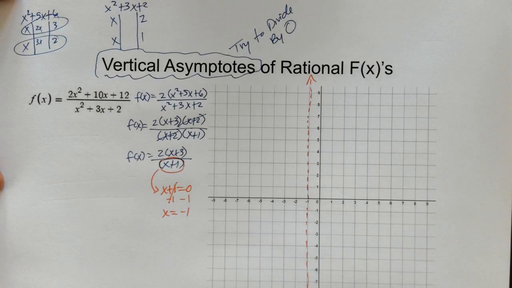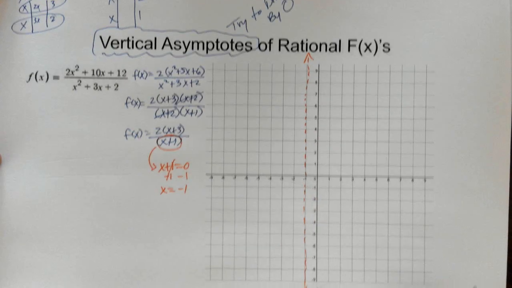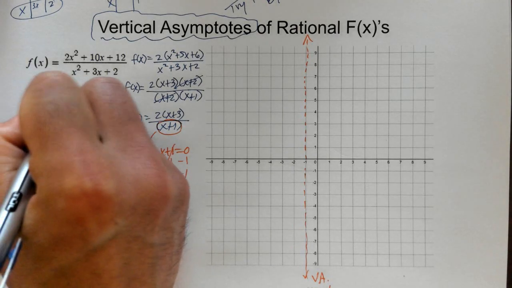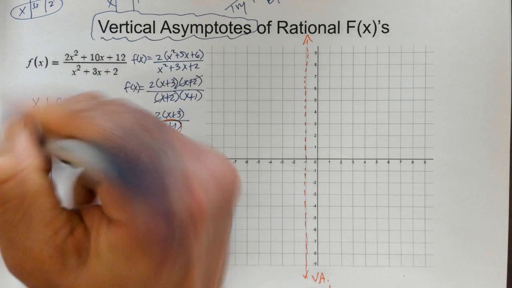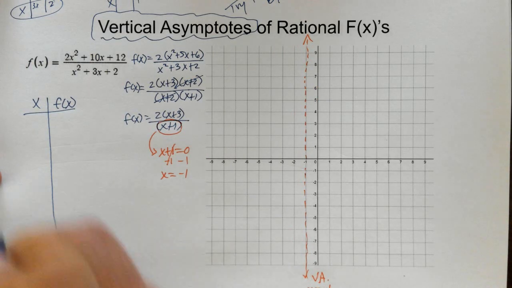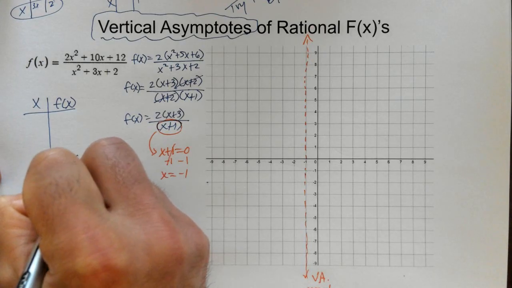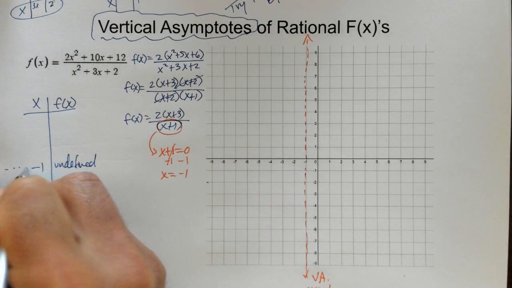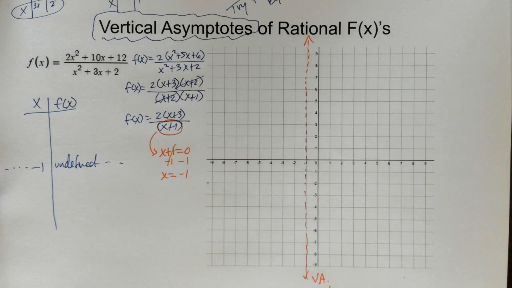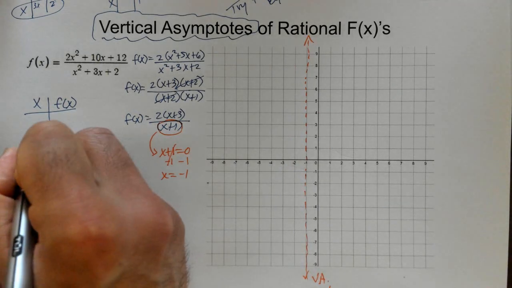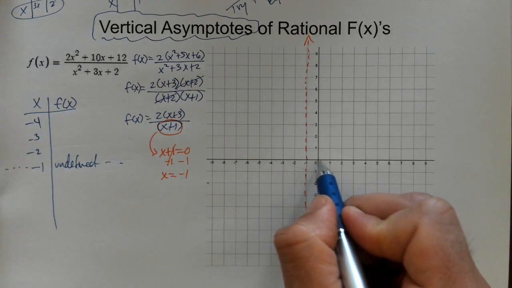This is my vertical asymptote at x equals -1. Now I can look at the points around it and graph points around it. I know that -1 is not going to create a value, so I can put undefined here. Here's my dotted line, right? And I can plot points around that. I'm going to plot points like -2, -3, -4. I can plot points like 0, 1, and 2.